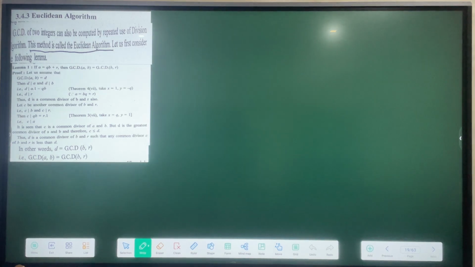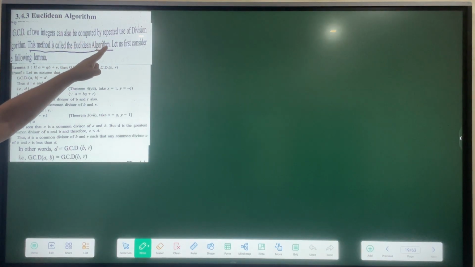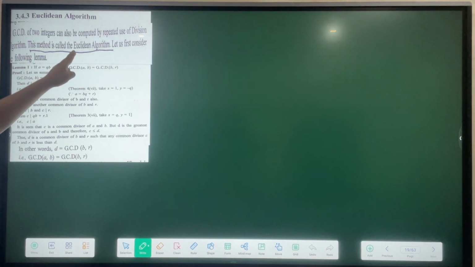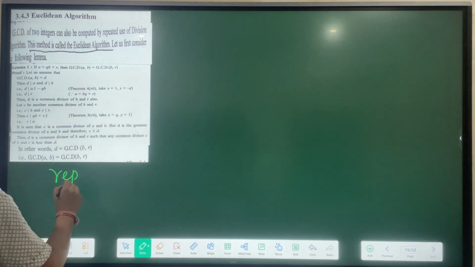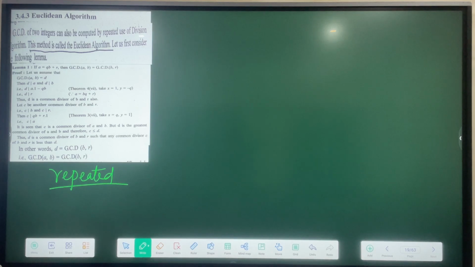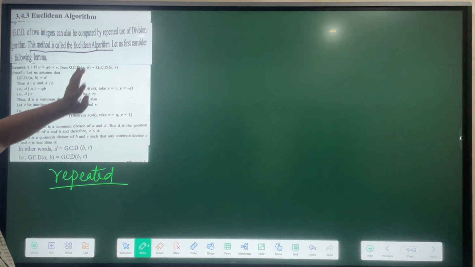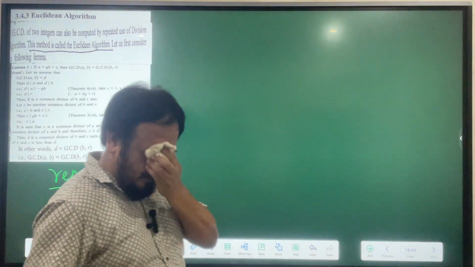3.4.3 Euclidean algorithm. GCD of two integers can also be computed by repeated use of the division algorithm. This method is called the Euclidean algorithm. Repeated division, that is called the Euclidean algorithm. Let us first consider the following lemma. Lemma 1.